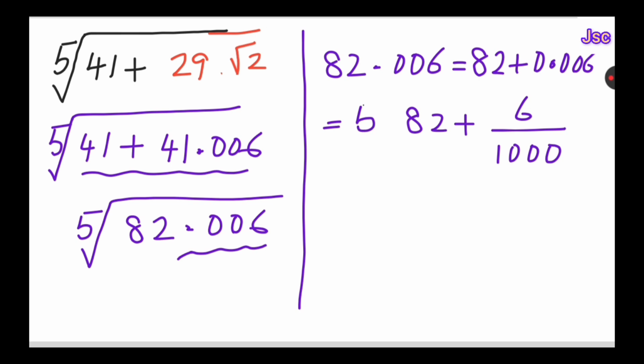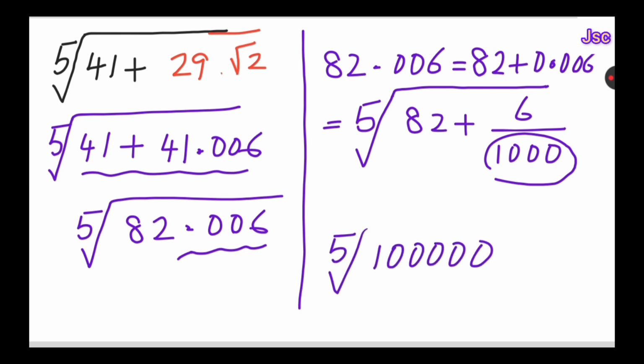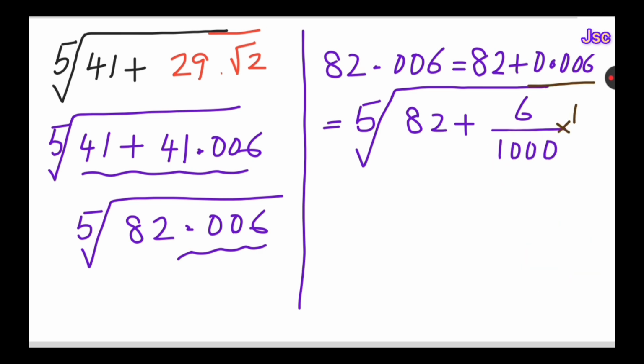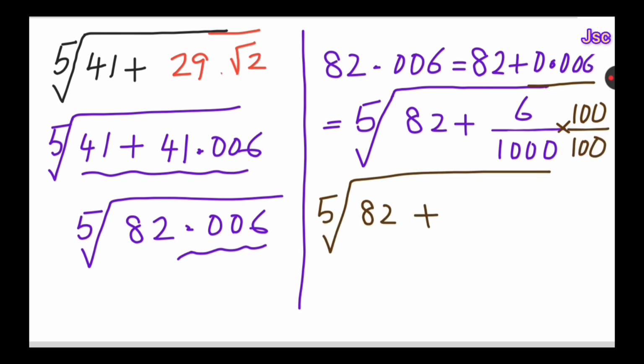Our question is the fifth root of this number, isn't it? At the denominator we have only 3 zeros. Suppose we have 5 zeros, then if you take the fifth root of this number, you will get only 10. But at the denominator we have only 3 zeros. That's why I am trying to convert it into the fifth root of 100,000. Then I can simply write this as 10. That's why I am multiplying and dividing by 100: 6 times 100 gives 600, over 1000 times 100 gives 100,000. That means we are getting 5 zeros here.